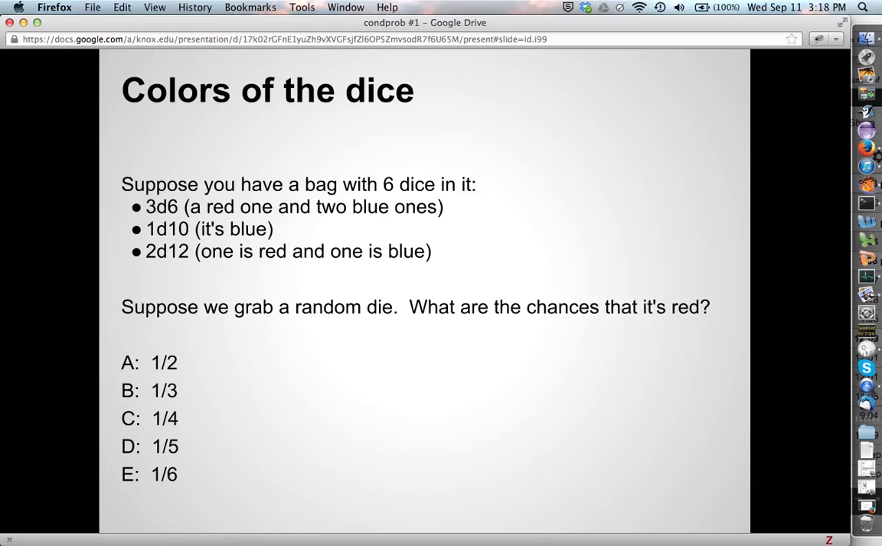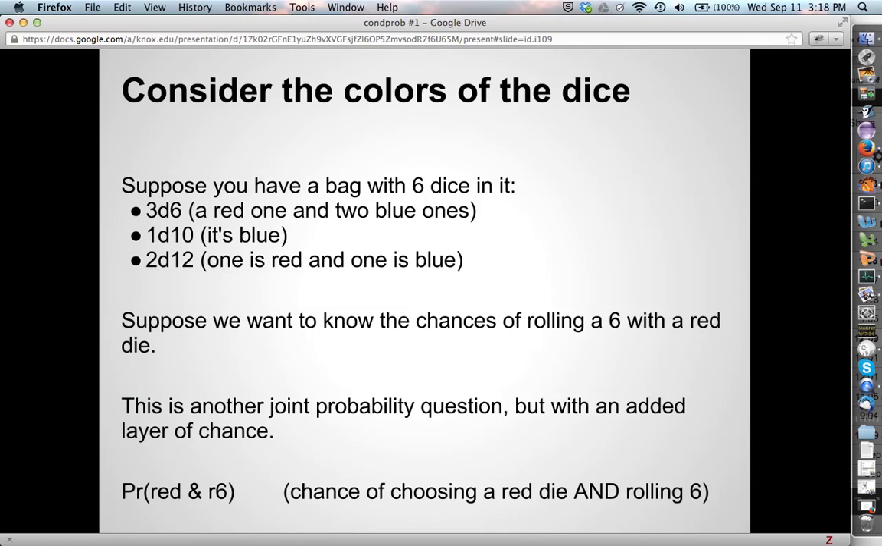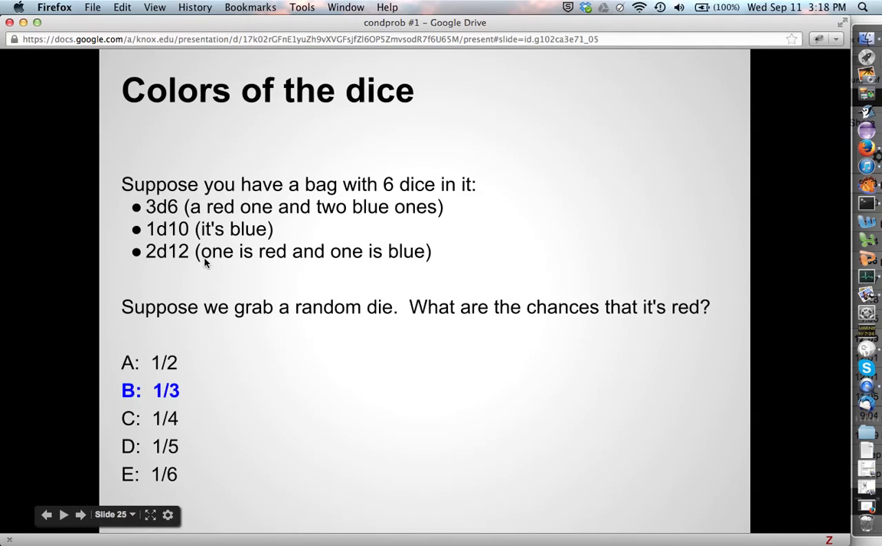So the colors of the dice, let's take that into account. So suppose we grab a random die. What are the chances that it's red? Go ahead and answer on Moodle. Great. If you came up with 1/3, you're correct, and here's why. How many red dice are there? Well, there's 1 red one here, and there's 1 red one here, and there's a total of 6 dice, so it's 2 out of 6, or 1 in 3, that a randomly grabbed die out of this bag is red.